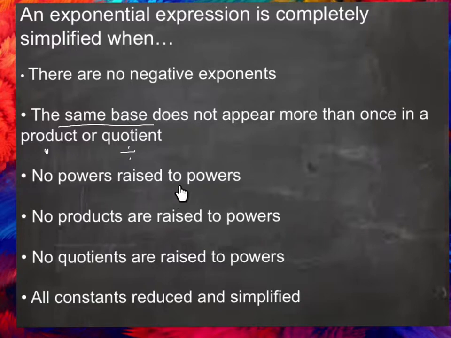There should be no powers raised to powers, no products raised to powers, no quotients raised to powers. So no powers raised to powers, that means that you can simplify it further. No products raised to powers, that means that you can simplify it further. And remember, this is using multiplication for products. No quotients raised to powers. You can simplify that further still. And all constants are reduced and simplified. So we're going to look at some rules and examples of the properties of exponents and how to apply them.